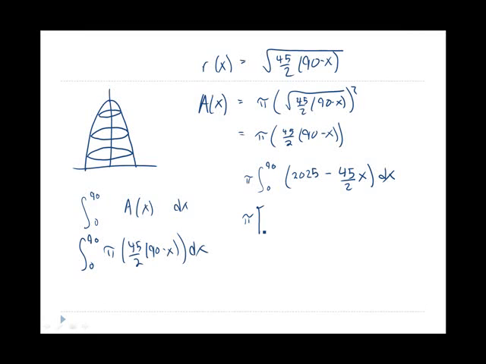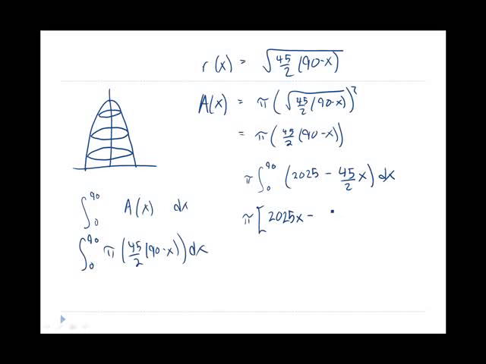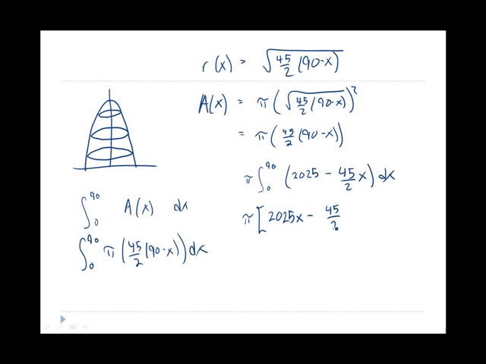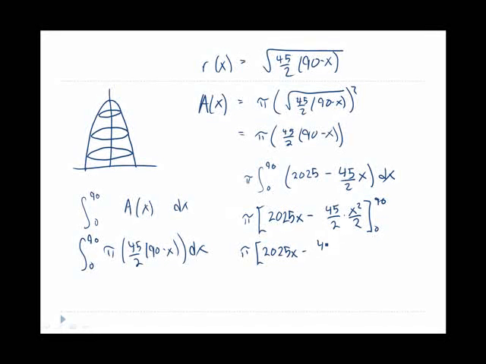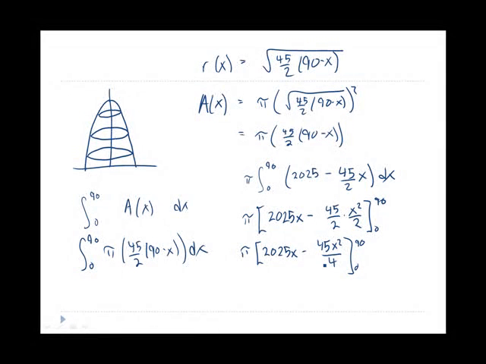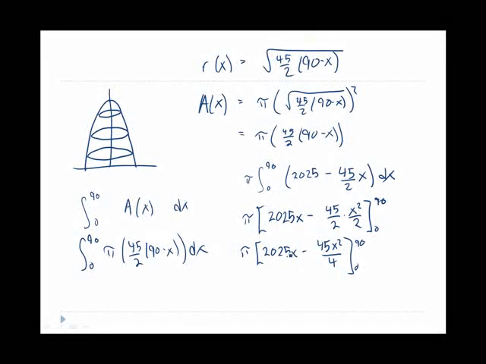So I'm going to end up with pi times 2025x minus 45 over 2 times x squared over 2. And that's all from 0 to 90. So I get pi times 2025x minus 45x squared over 4 from 0 to 90. And when I plug in 0, everything's going to go away, right? Because I'm going to have 0 minus 0. So I really just have to plug in 90 here.